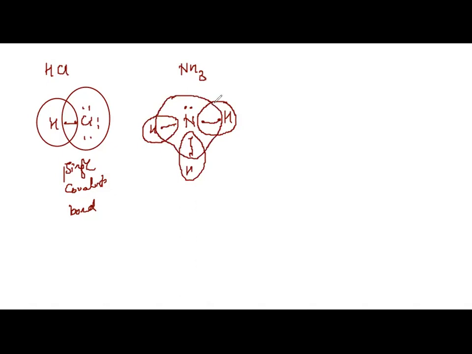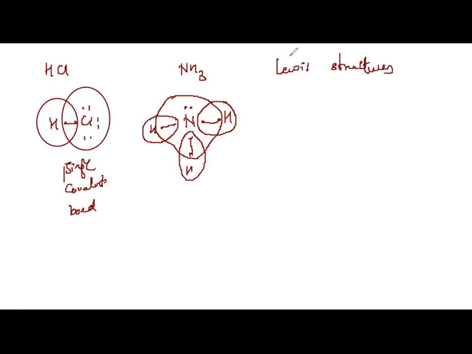Sometimes you will get polyatomic molecules. In that case, how to write the Lewis structure? These are all Lewis structures, right? The shared pairs are indicated by bonds, and these are unshared pairs which are indicated as dots only. Such structures are called Lewis structures.